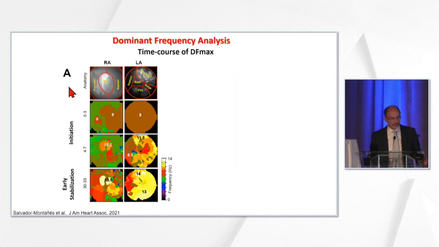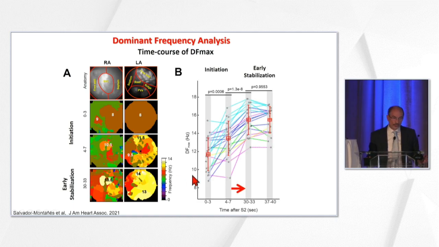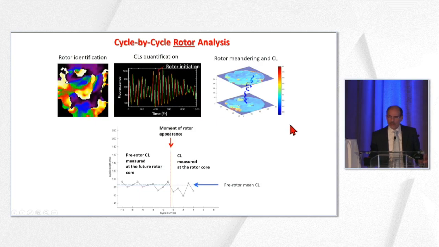The complexity is also evident by the dominant frequency analysis. We can see that at initiation between 0 and 3 seconds, there's a large domain at 8 Hertz, and those dominant frequency domains break apart, become smaller and faster when you go to early stabilization between 30 and 33 seconds. This is illustrated also here. We have from initiation between 0 and 3 all the way up to 30 seconds an increase in dominant frequency, and thereafter a stabilization. So the question that we're asking is how those dominant frequencies stabilize.